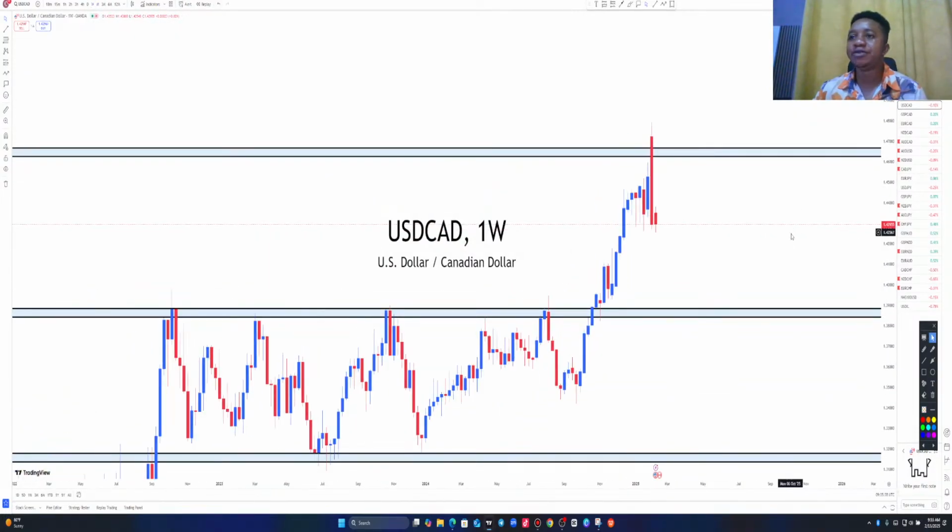All right, so this is the weekly time frame of USD CAD. Now, on USD CAD weekly, we still see sell pressure, but will the sell pressure be able to come here for a retest? We don't know yet. So let's take it again to the daily time frame for more understanding.